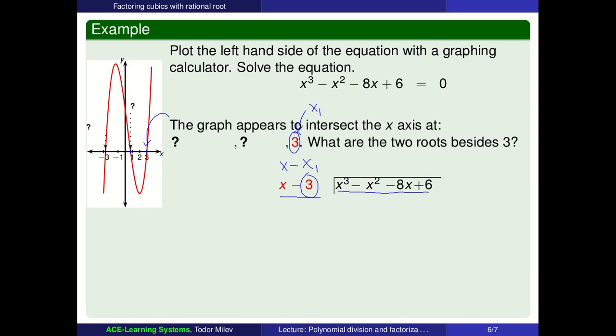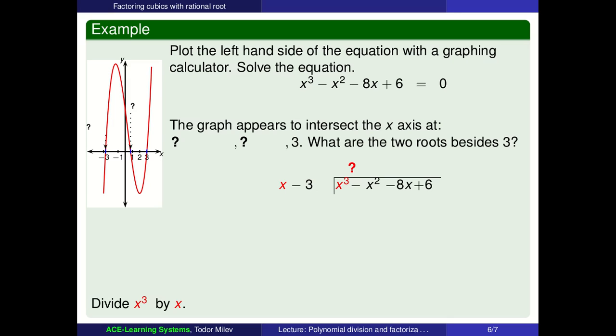So our division serves a twofold purpose. First, to verify that our eyes are not deceiving us, and second, to aid us with factoring x cubed minus x squared minus 8x plus 6. Alright, now we're heavily trained on polynomial long division. We did that a few examples ago, so I'll proceed relatively quickly.